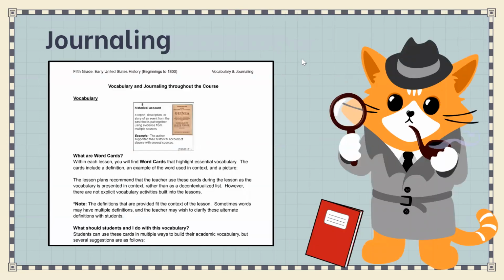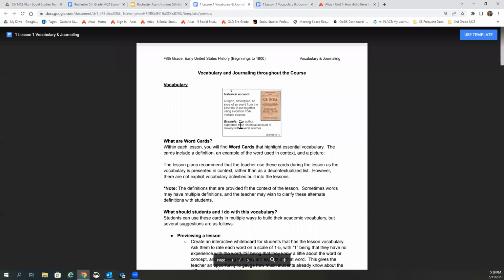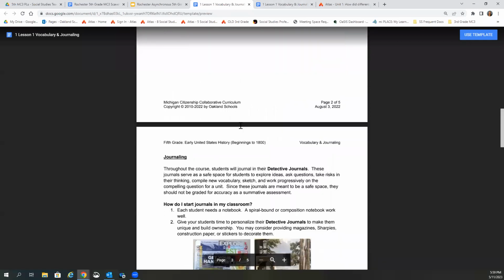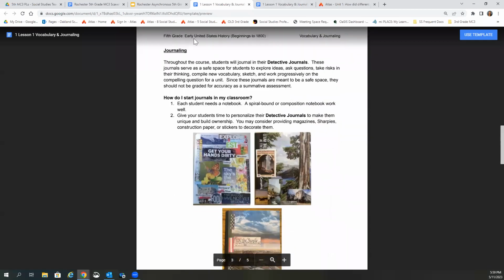So journaling, again, plays a really important part of the course. You'll notice students are journaling in their detective journals. That's what we call them in this course, because students are historical detectives trying to solve these mysteries of history. Again, in that same document that we looked at a minute ago with vocab and journaling throughout the course, the second page is all about journaling, the second section.